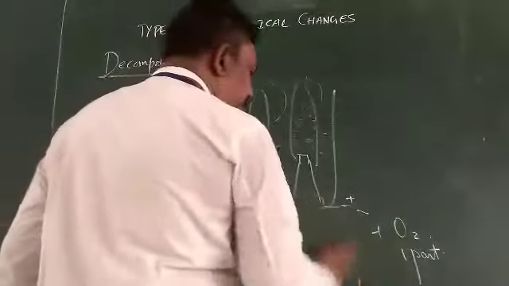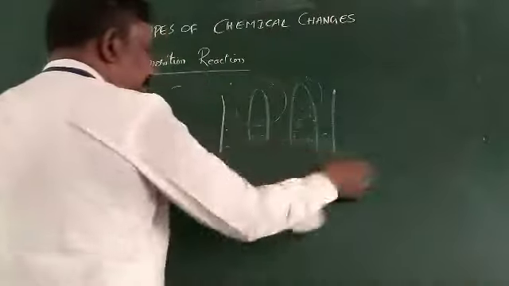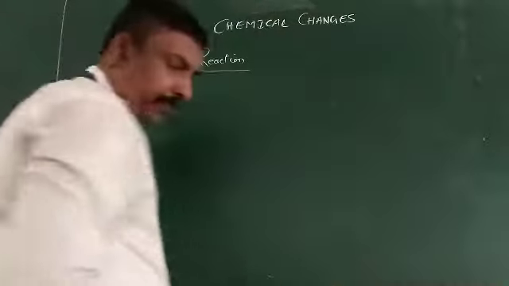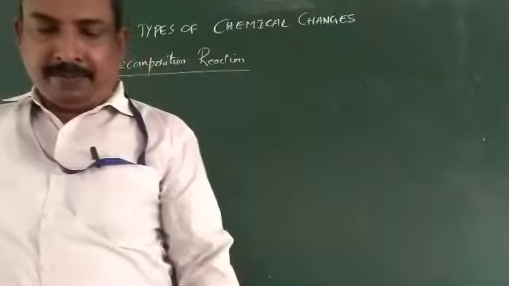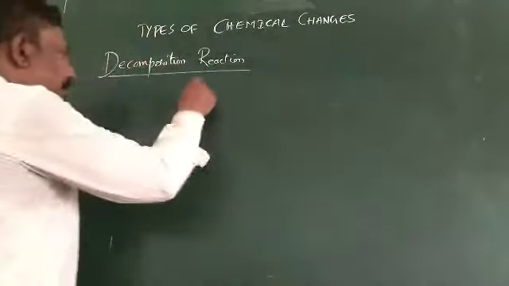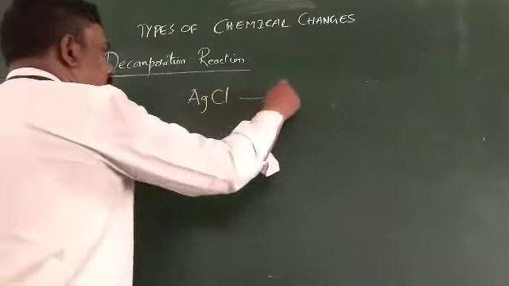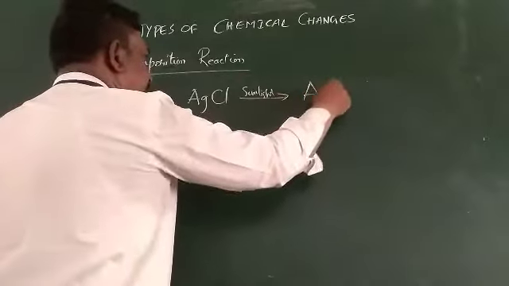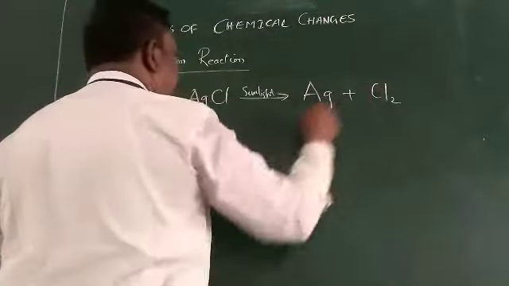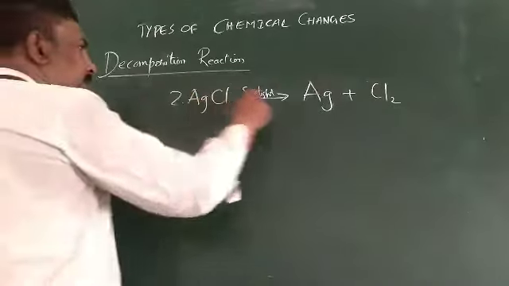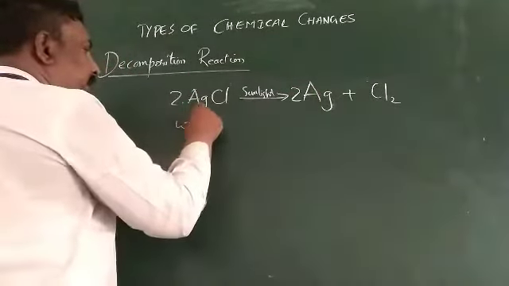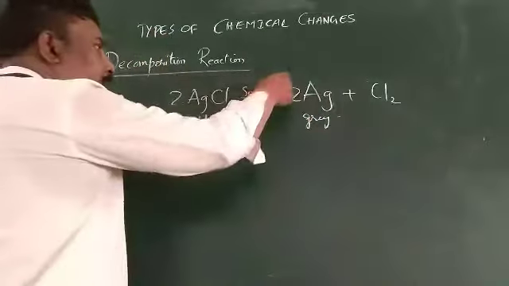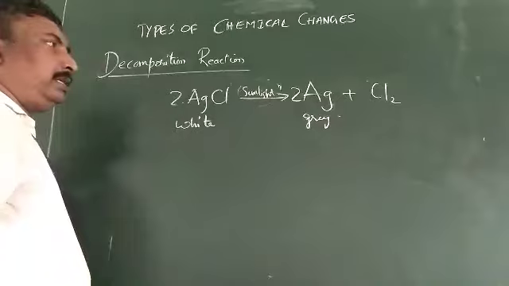Now we are going to see another one, a white powder. I have taken silver chloride, a white powder. Now I kept it in the presence of sunlight. Now you will see that it turned grey. It's not balanced, so I am balancing it. The white silver chloride turned into grey color. But with what energy has it turned? With the help of sunlight.